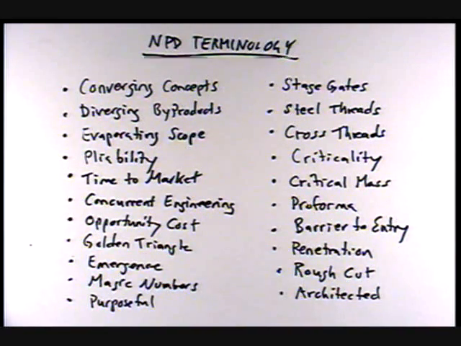Okay, and we have opportunity cost, the golden triangle. We'll talk about those in a bit here. Emergence, magic numbers, purposeful, stage gates, steel threads, cross threads. Stage gates are essentially places in the early stages of innovation where we make a decision. We're at a certain stage and we have to make a go, no-go decision if we're going to proceed. And we put those in there so that we don't get something too far ahead of ourselves.